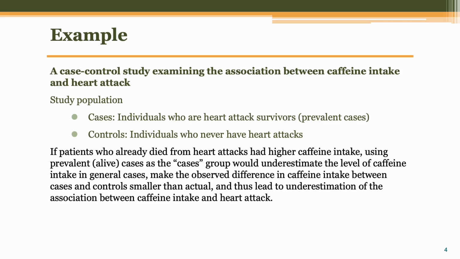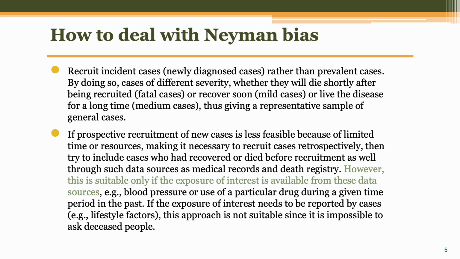For example, in a case control study examining the association between caffeine intake and heart attack, the cases are individuals who are heart attack survivors, what we call prevalent cases, while the controls are individuals who never have heart attacks. If patients who already died from heart attacks had higher caffeine intake, using prevalent cases who are still alive as the case group would underestimate the level of caffeine intake in general cases, make the observed difference in caffeine intake between cases and controls smaller than actual, and thus lead to underestimation of the association between caffeine intake and heart attack. So how to reduce Neyman bias in case control studies?